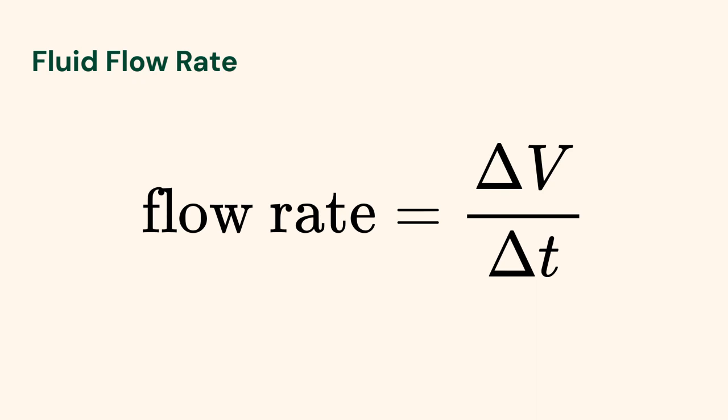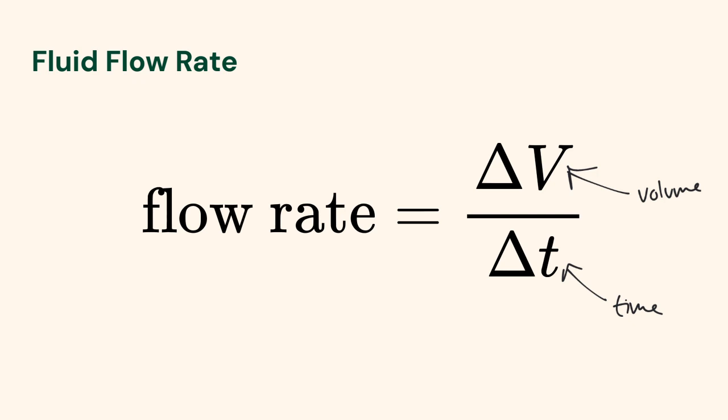The flow rate, or how fast something flows, is the change in volume, or the volume of liquid that flows through, divided by a specific amount of time that it flows through in. So it's the amount of volume going through in the amount of time that it flows.